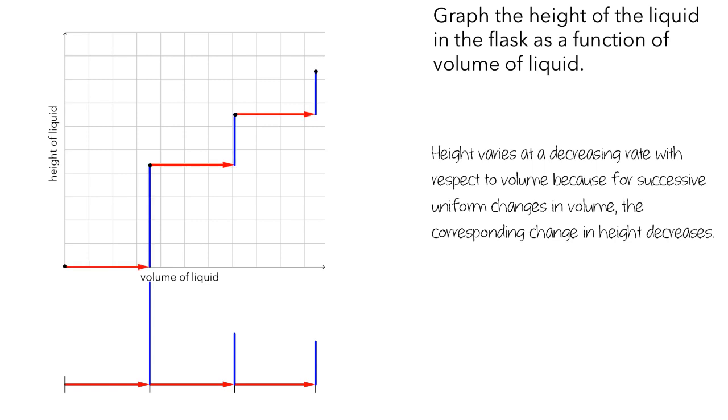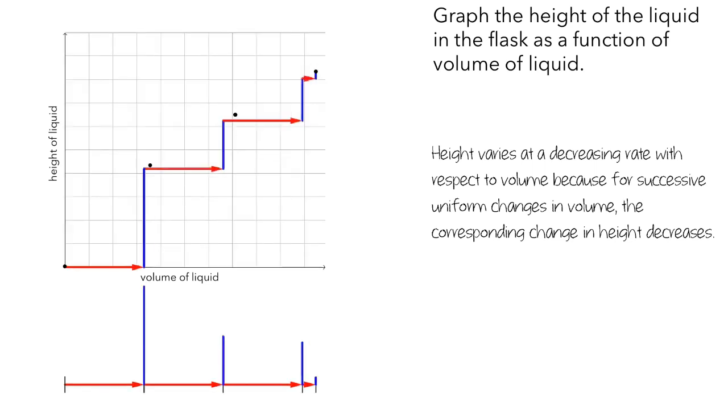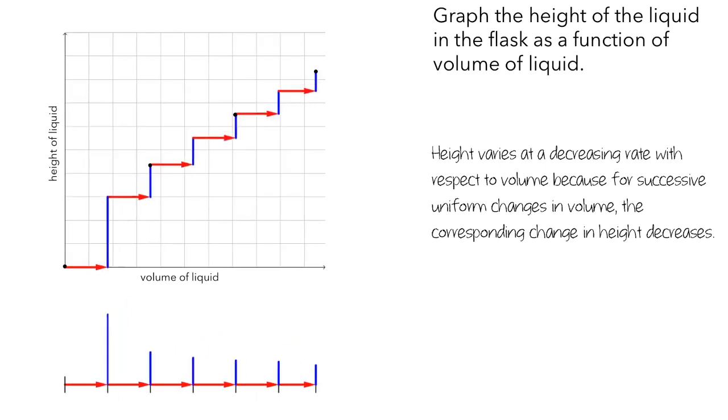To get more points, let's make the amount of change in volume smaller. Note how volume has been divided into 6 uniform segments. And you can see that the vertical lengths of the blue line segments are large at first and then decrease for each successive change in volume. Let's rewind this.